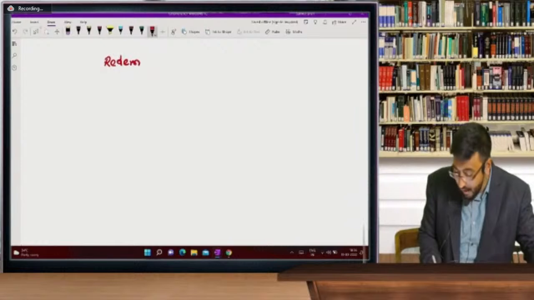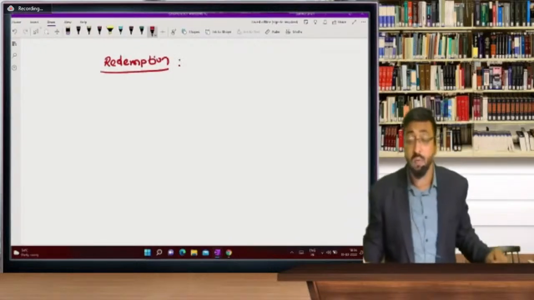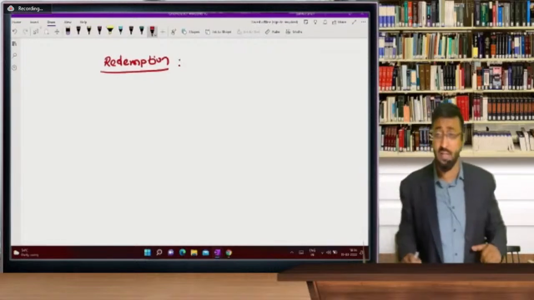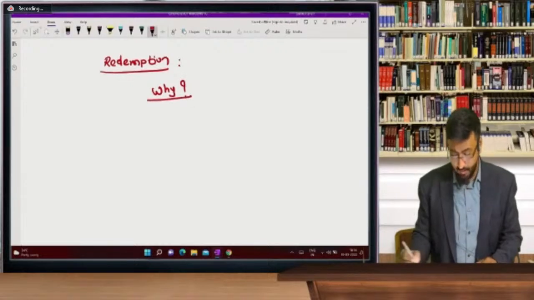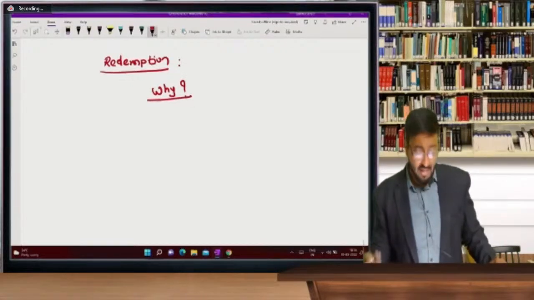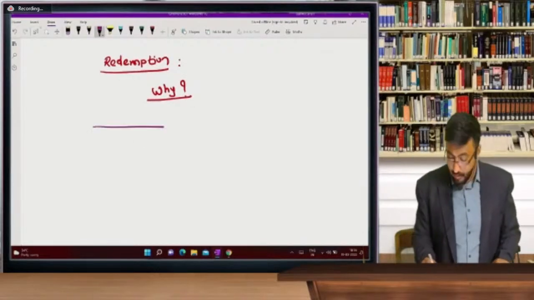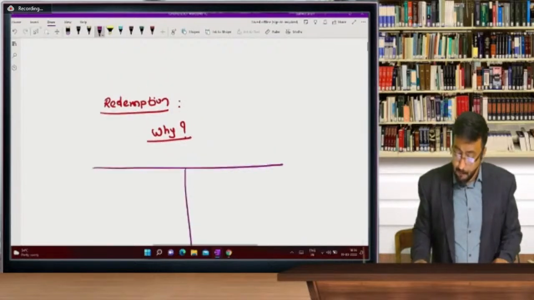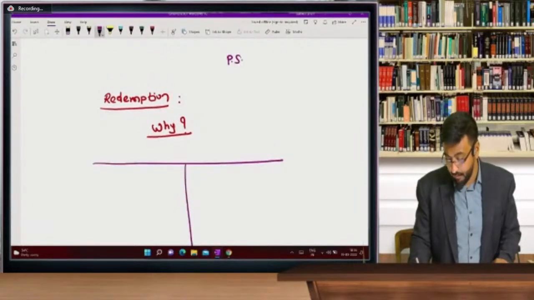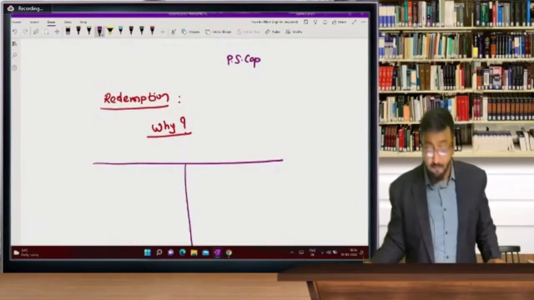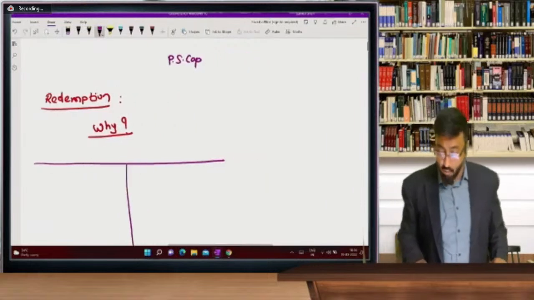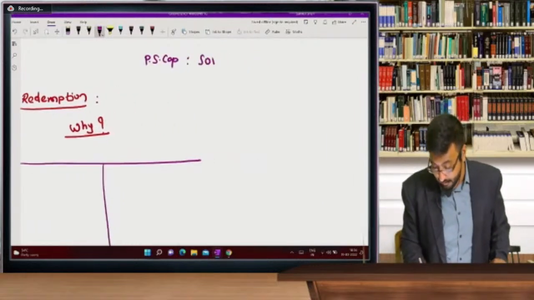Before starting any chapter, I always tell you, why this chapter? Why any chapter? Preference share capital is one of the sources of finance.